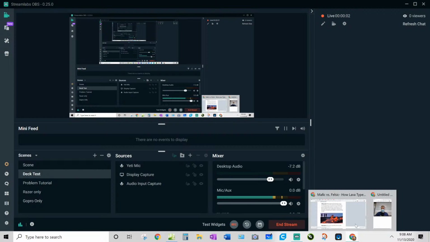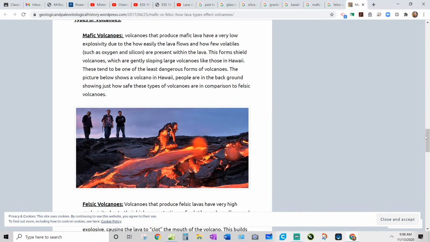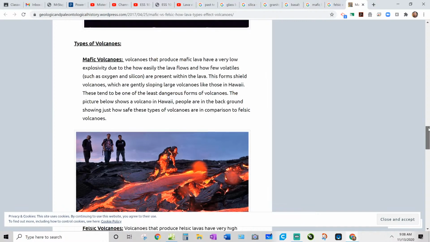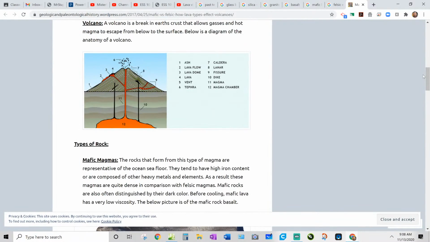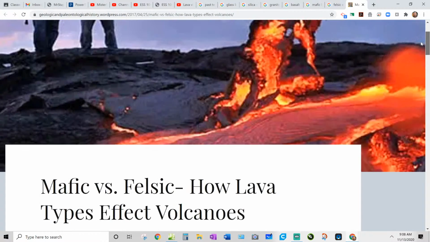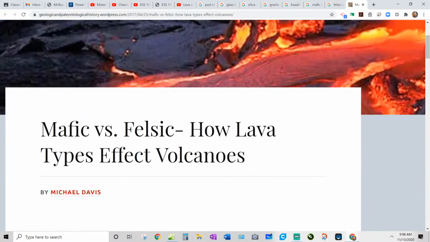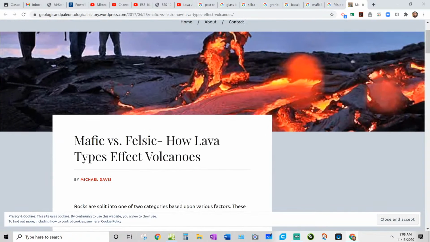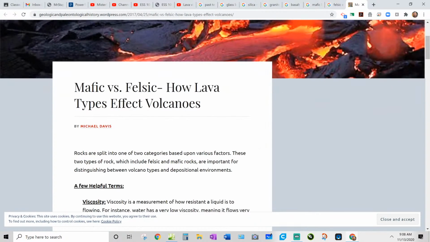So as I've been sitting here, I've been thinking that I want to give you something so it's easier to remember the mafic and felsic stuff rather than just that list. So let me show you some pictures. This is somebody else's website: Mafic versus Felsic, how lava affects volcanoes.